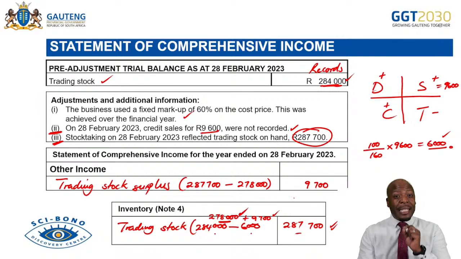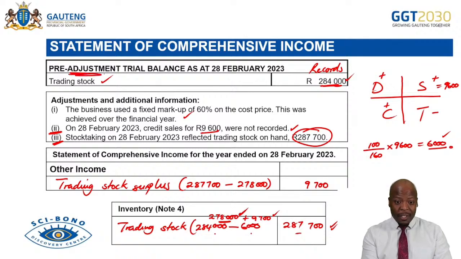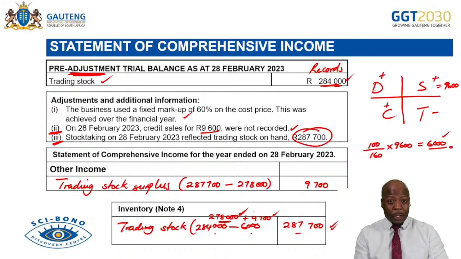If it was not a surplus, it was going to be a deficit. A deficit simply means the physical stock on hand is less than what is on the business records. Therefore, we end up with a trading stock deficit. But in this case, it was a trading stock surplus. So let's continue with our trading stock surplus.